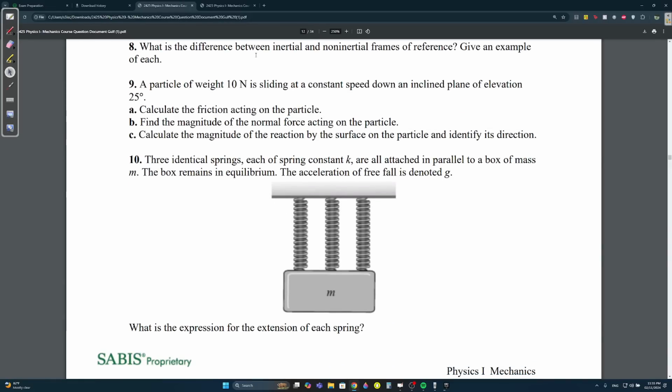Question 9: a particle of weight 10 is sliding at a constant speed down an inclined plane. Calculate the friction. Find the magnitude of the normal. Calculate the magnitude of the reaction by the surface on the particle and identify its direction.